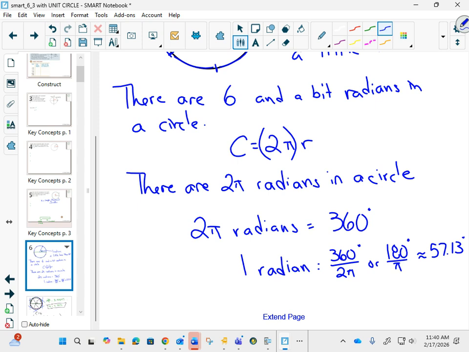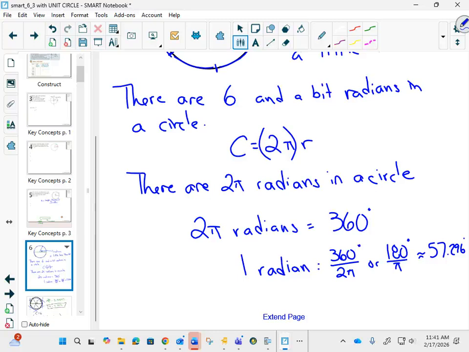180 divided by pi. 57, oh, I had it wrong. My decimal places are actually wrong. 57.296, rounded to 3 decimal places. So about 57.3 degrees, a little less than 60. 180 divided by pi is exactly how many degrees are in 1 radian. And you're going to be asked to switch back and forth between radians and degrees.